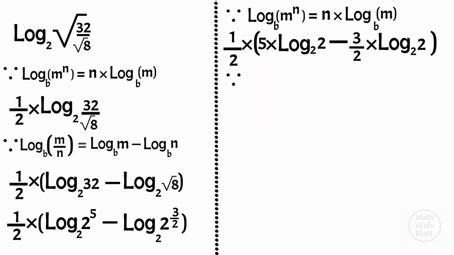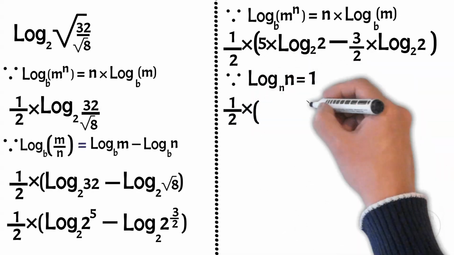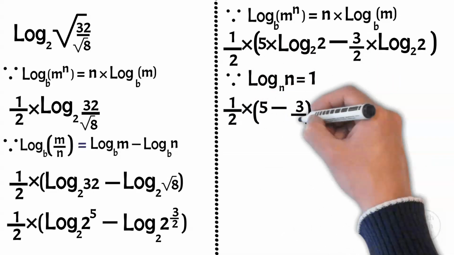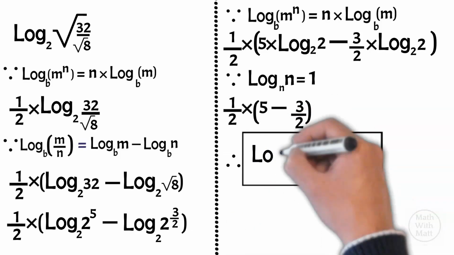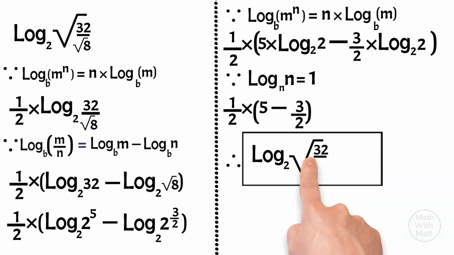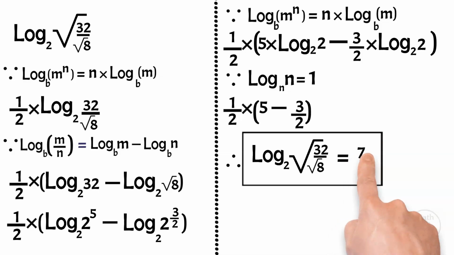And since log of a number with the same base is 1, we are left with 1 upon 2 multiplied to whole of 5 minus 3 upon 2. Which finally gives us the answer to log to base 2 of root of 32 upon root of 8 as 7 upon 4.